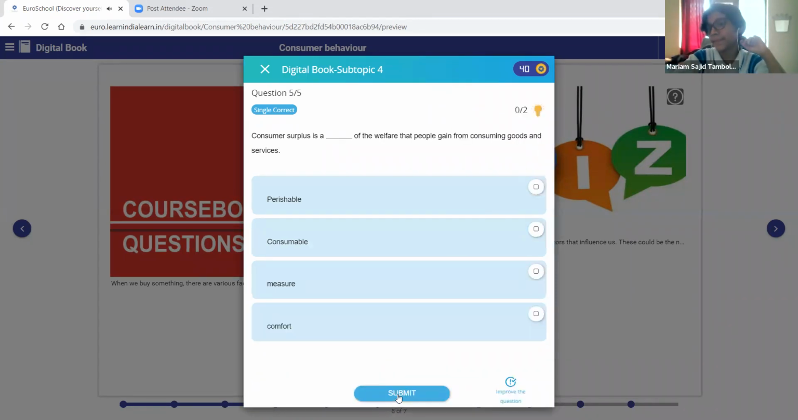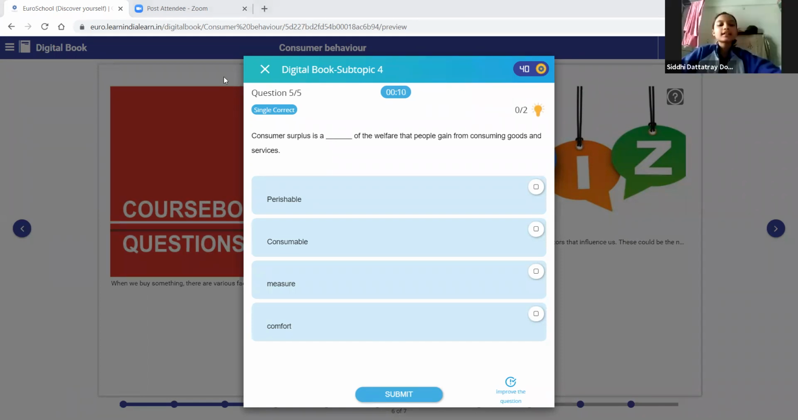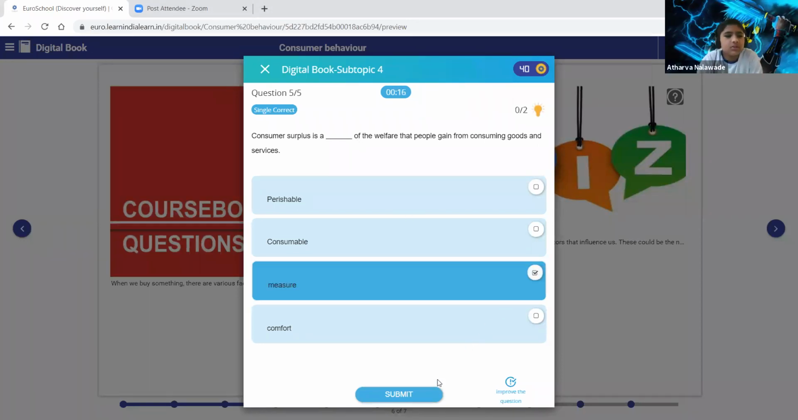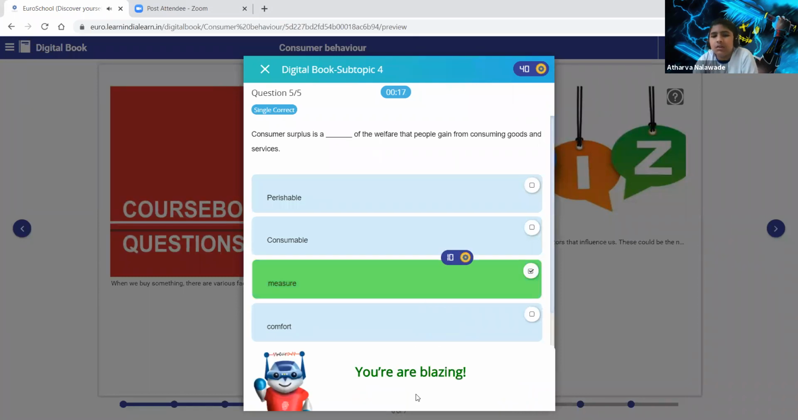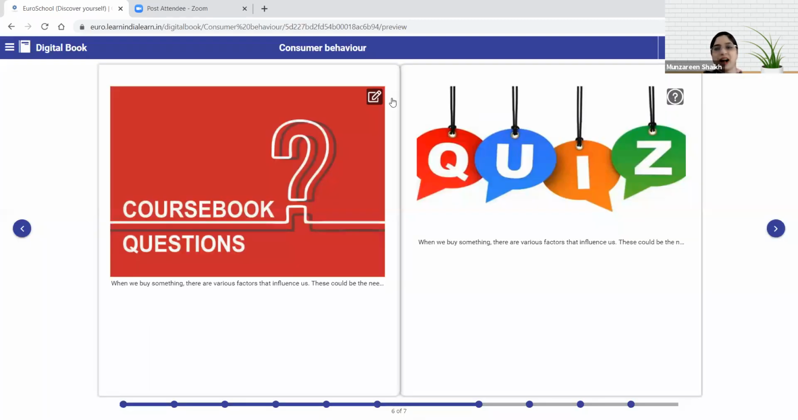Next, consumer surplus is a dash of the welfare that people gain from consuming goods and services. Measure. Okay, give yourselves a big round of applause. Everybody was contributing and everybody got full marks.